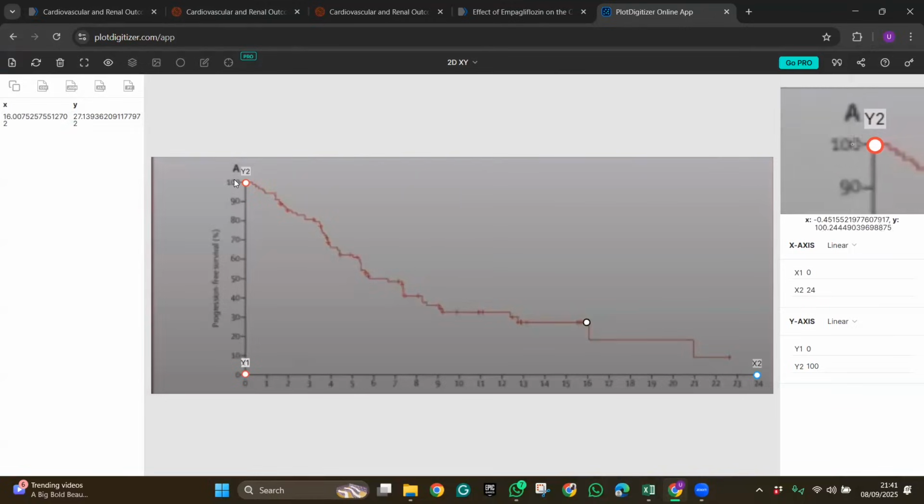Let's say if my graph did not have 100, it had 1. The upper limit was 1. What will I divide it with? 1. You guys get it now? And the final value which I will get will be the progression-free survival. Now this rule applies to any outcome.